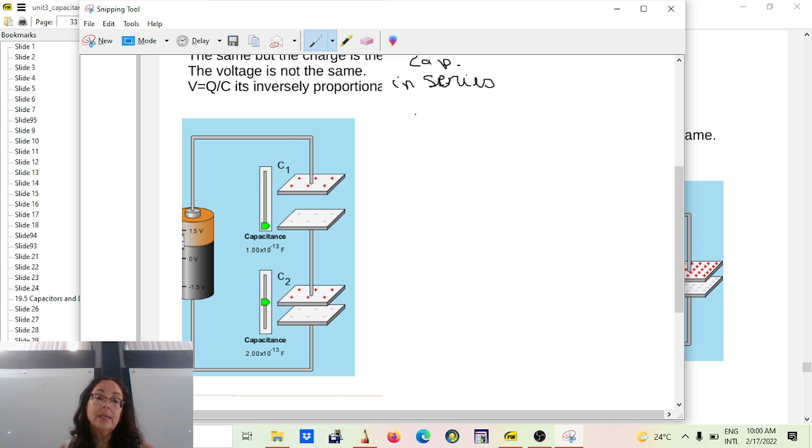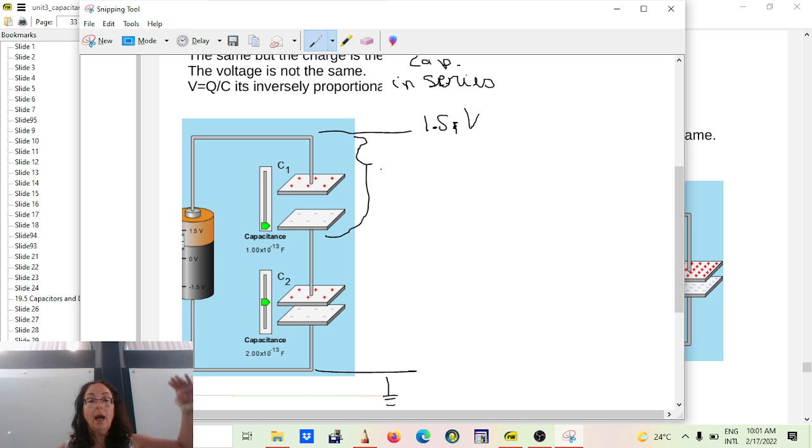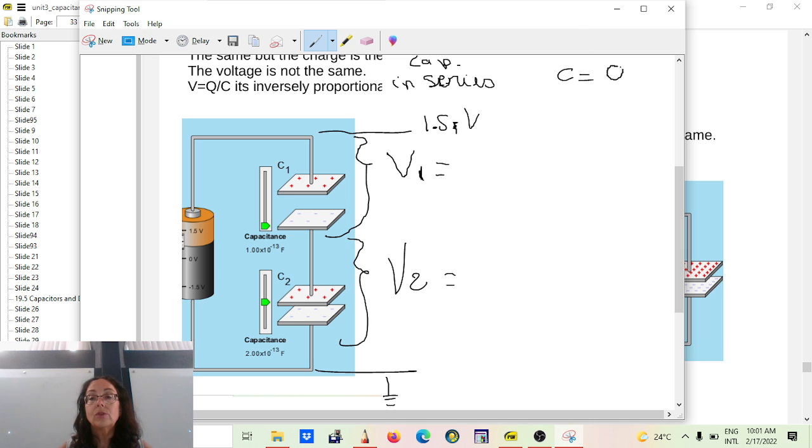Okay, so the voltage, remember, it's the height. I like to think as height. Okay, so that will be my ground. I start with 1.5 volt. Here, I'm going to drop height or voltage. So that will be V1. And then I'm dropping again V2. And V1 and V2 are not the same. No, they are not the same because here you have C1 and here you have C2, right? So C equals Q over V. So V equals Q over C. So that V1 will be Q over C1 and V2 will be Q over C2.